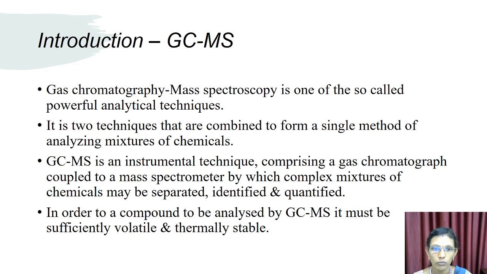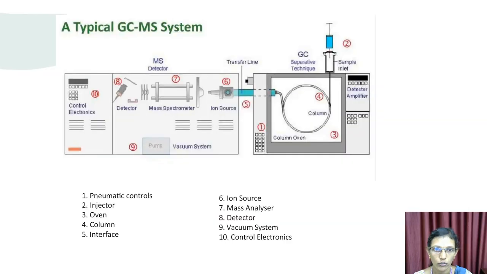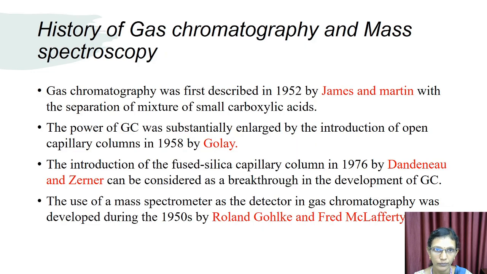In order for a compound to be analyzed by GCMS, it must be sufficiently volatile and thermally stable, because we are working at a high temperature. So this is the instrument, and these are the parts of the GCMS.